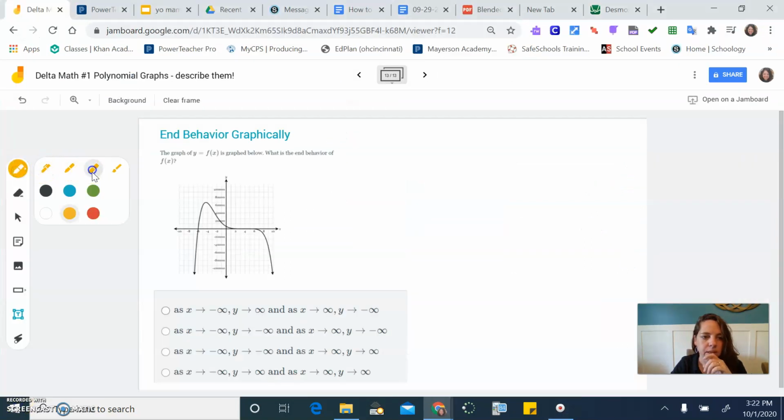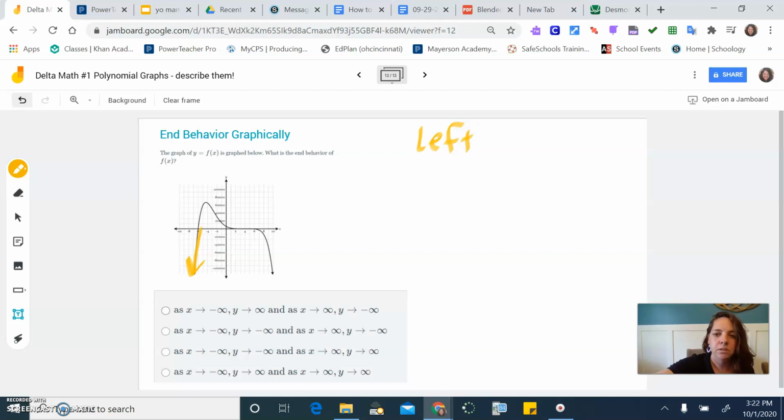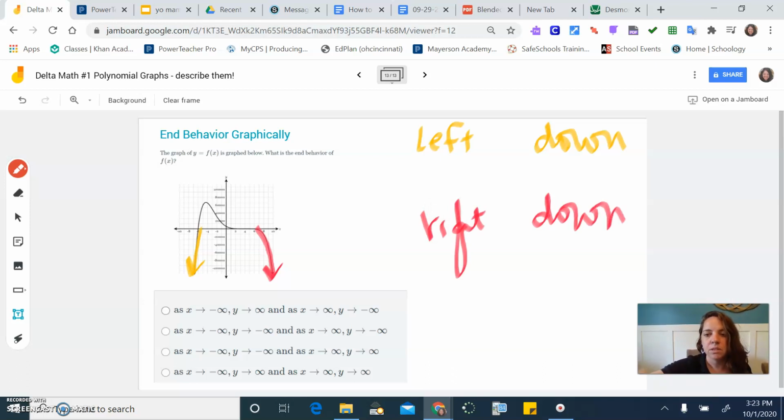Okay, so let's look at the left side. Here's the left of this graph. Is it going up or down? It's going down. So on the left, it's going down. What's it doing on the right side? Oh, in this case, it's also going down. So on the right, it's going down. Then we just have to make sure we translate that English into math.